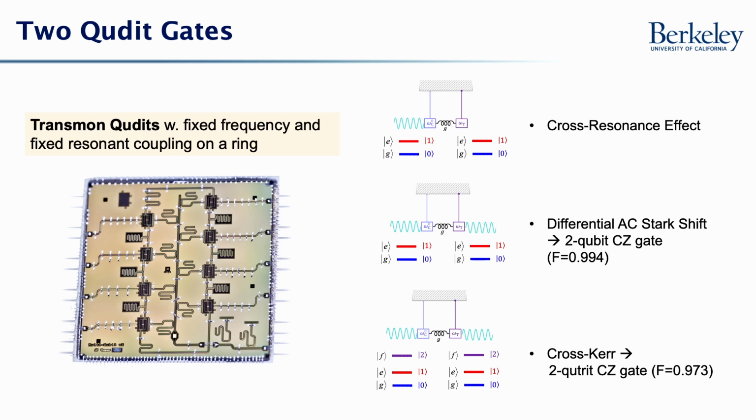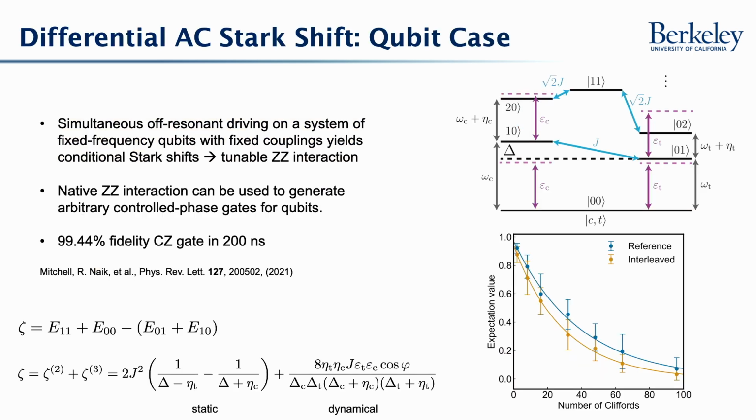In these systems, there are a few known ways to engineer entanglement. There's the cross-resonance effect, which is used by, say, IBM. Our group has developed a technique called differential AC Stark physics, which we can use to engineer a native ZZ-like interaction to get 2 qubit CZ gates. And we've also been able to apply and generalize this physics to do fully entangling 2 qutrit gates.